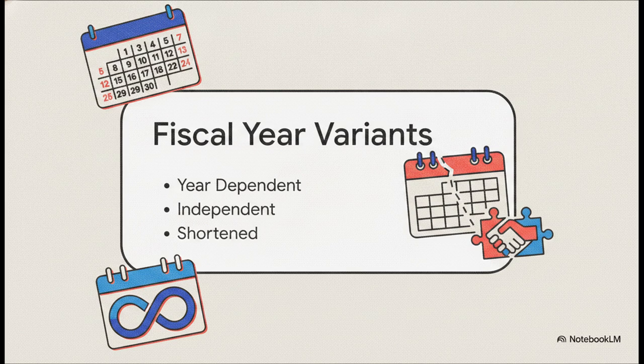Year-independent variants use the exact same calendar year over year, kind of like a standard January to December schedule. But pay close attention to the shortened fiscal year. This one is absolutely critical during massive, chaotic corporate events like mergers or acquisitions, where a legitimate financial year might just be a few months long.